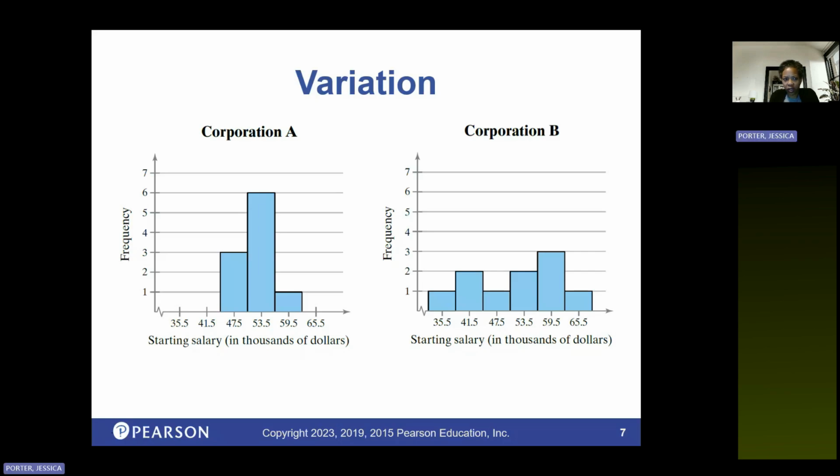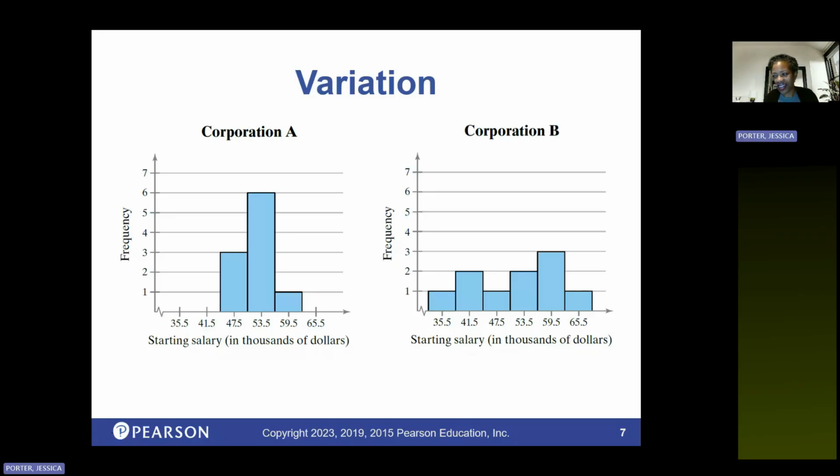Which corporation would you want to start working for? What do you think? A or B? Which one would you choose? Got a lot of A's. Nobody wants to work at Corporation B.